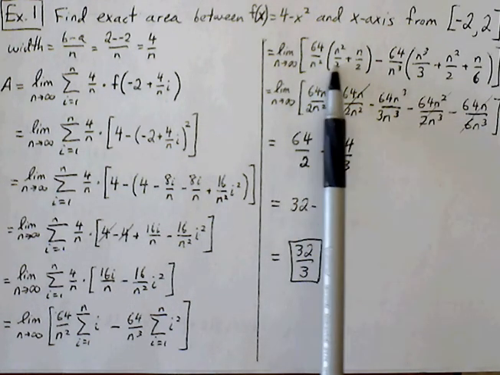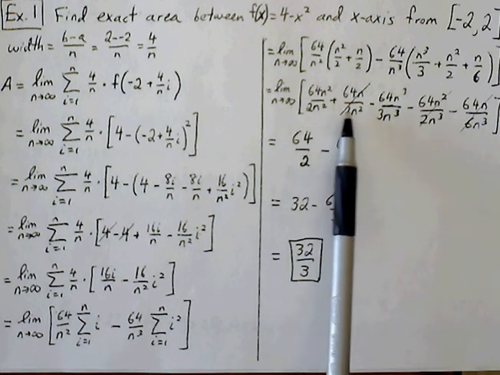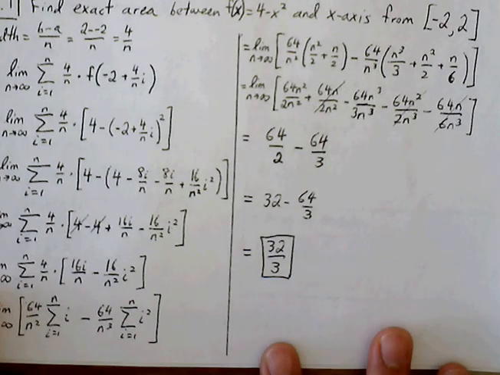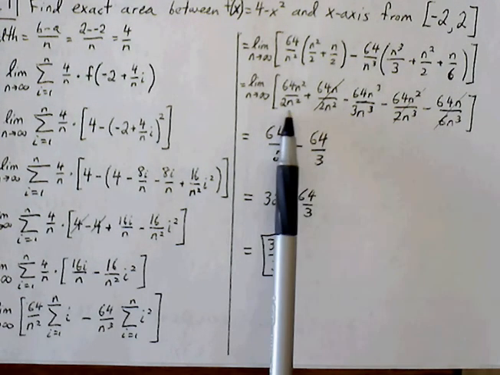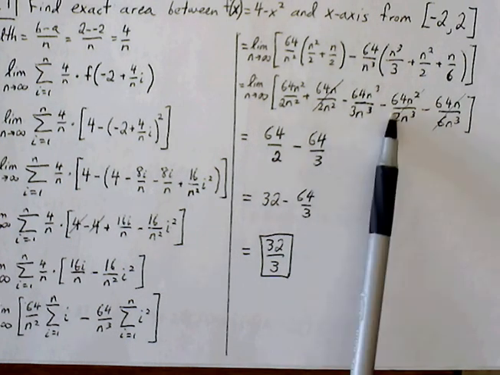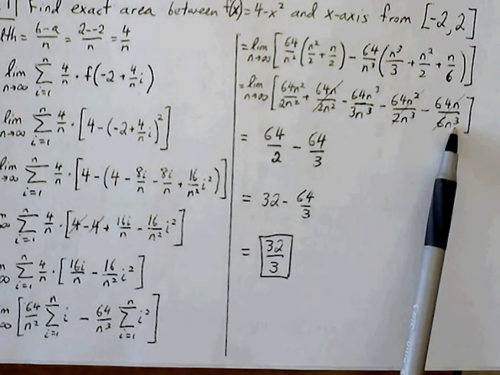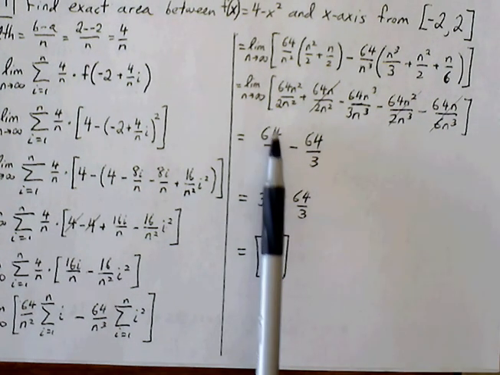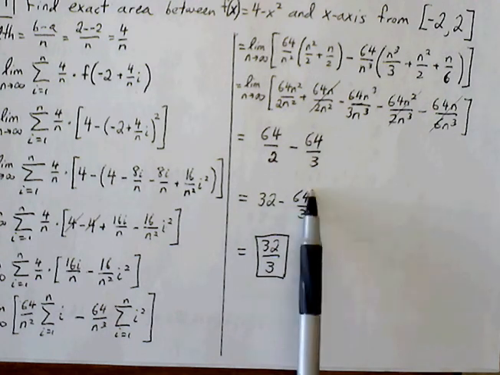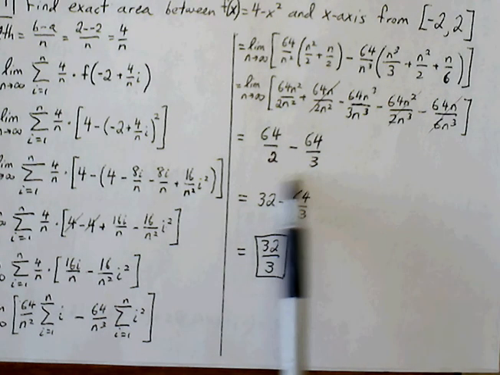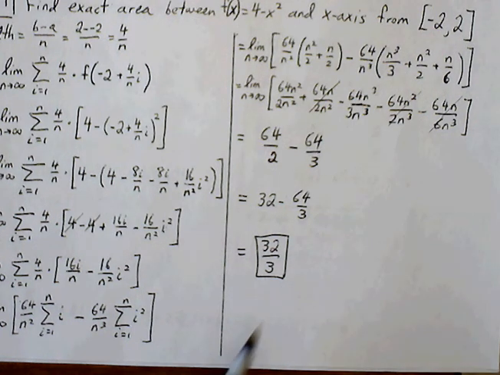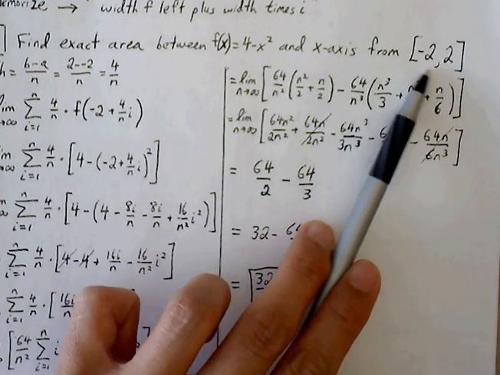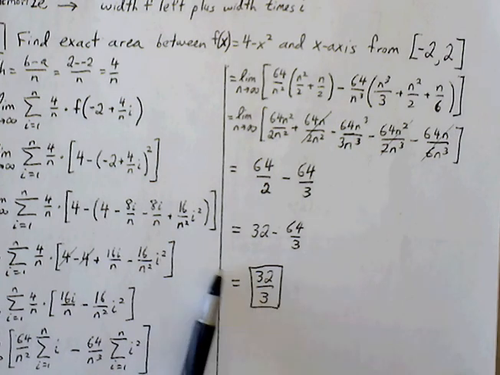Now I'm going to distribute everything through, and now we're just going to find a limit as n approaches infinity by comparing degrees between numerator and denominator. So all the ones I canceled out are going to go to 0 because the denominator's degree is higher. So we're just left with 64 over 2 with the same degree and 64 over 3 with the same degree. So 64 over 2 is 32 minus 64 over 3. Find a common denominator, or you can plug it in the calculator, and you're going to get an area of 32 over 3. So the exact area between the curve, the x-axis, and our two x value intervals will be 32 over 3.